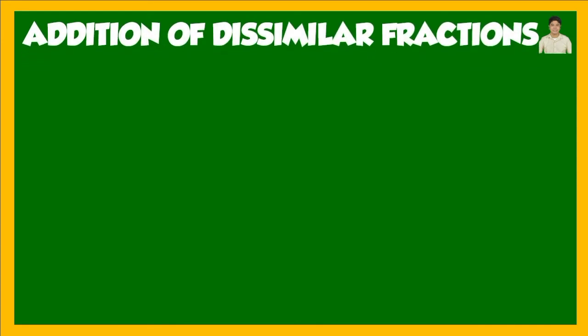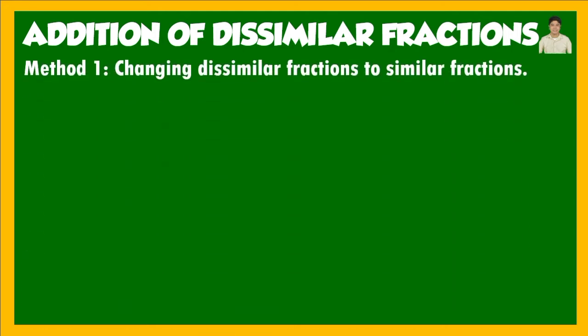So ito na, addition of dissimilar fractions. So yung similar fractions kanina napakadali lang kasi pareho sila ng denominator. Pero kapag dissimilar ang pinag-uusapan natin dito, ganito po yung kanyang proseso. So meron tayong dalawang methods. Nasa sa inyo na kung ano yung gagamitin nyo. So yung method 1 natin is changing dissimilar fractions to similar fractions.